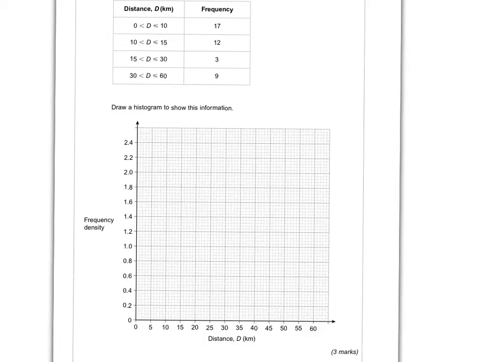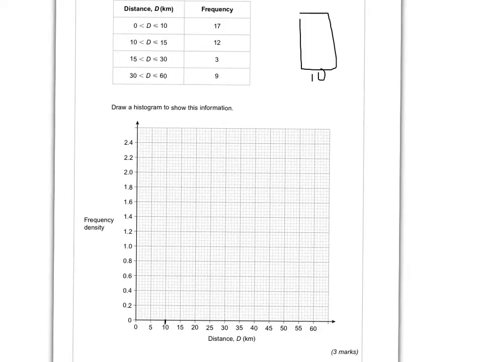So I'm going to think about this very first one here. I'm going to do this with the bare minimum of knowledge. So here, this distance goes from 0 to 10. So I'm going to be drawing a bar that goes from 0 up to 10. And I just need to know how high up that bar is going to go. Now, I know that the area of that bar has to be frequency, has to be 17. So I'm going to draw myself a little diagram of this. There's the bar I'm going to draw in a second. And it goes from 0 to 10. So the base of this has got a width of 10.